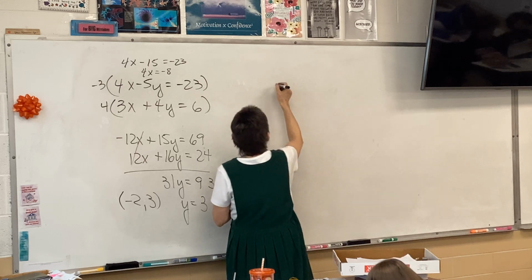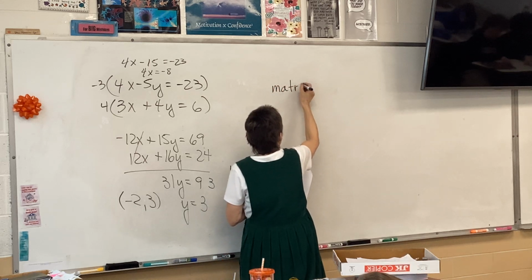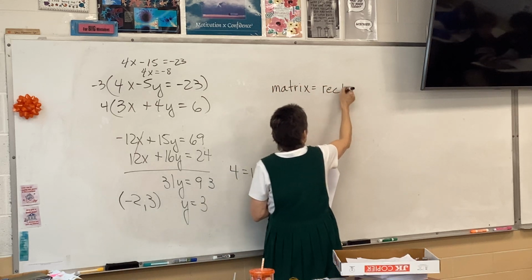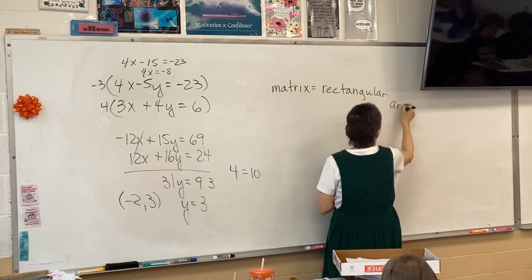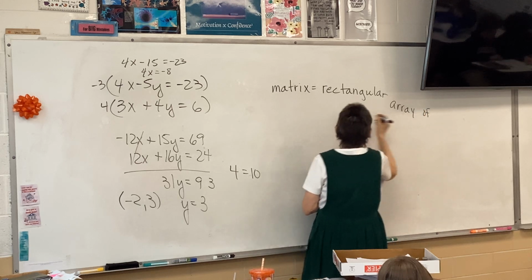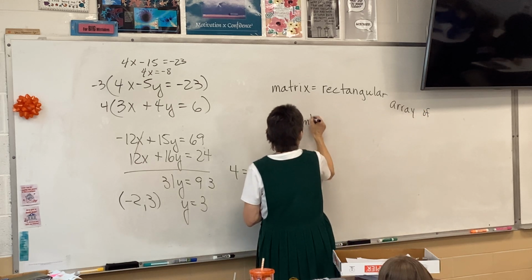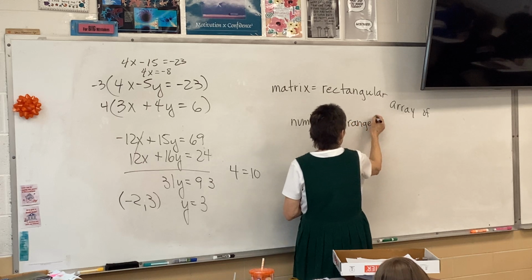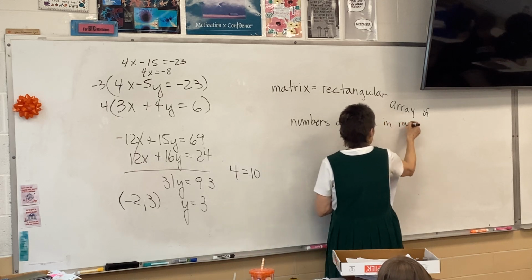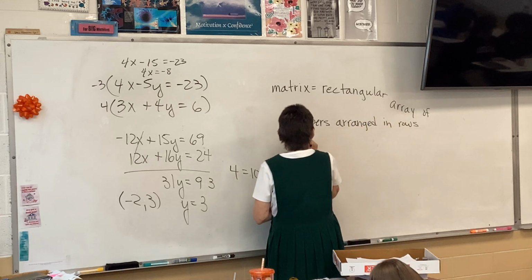All right. What is a matrix? A matrix is a rectangular array of numbers arranged in rows and columns.